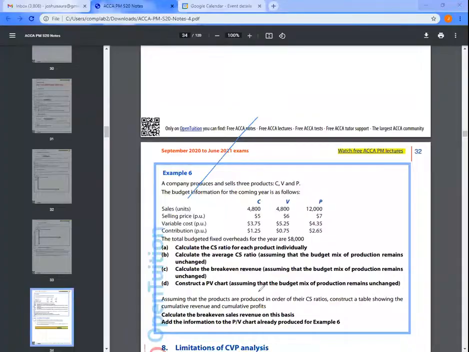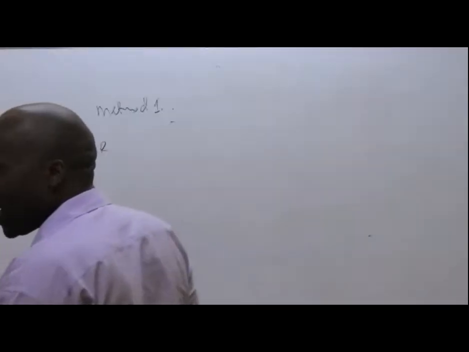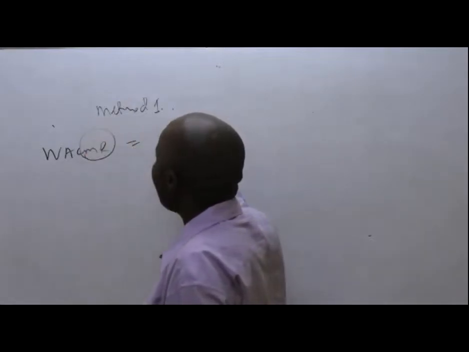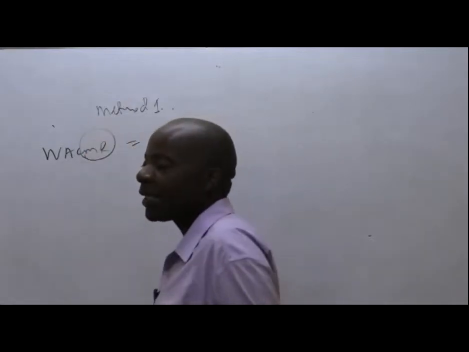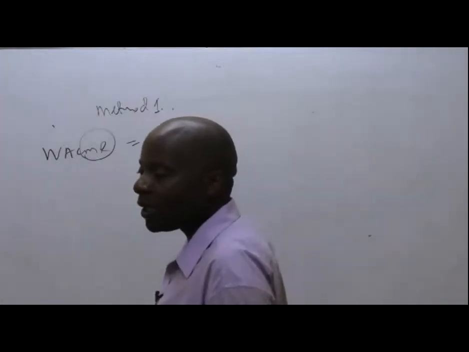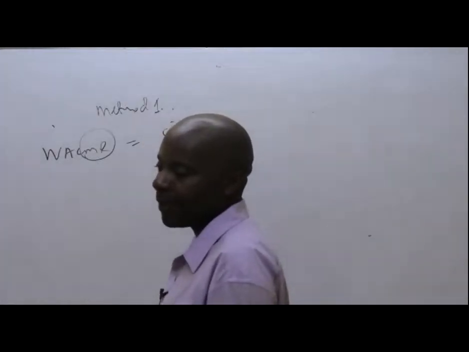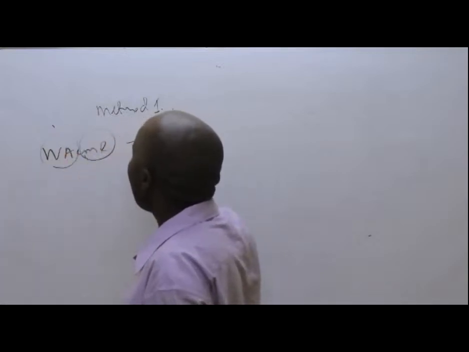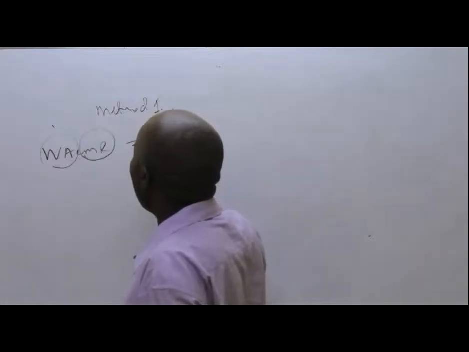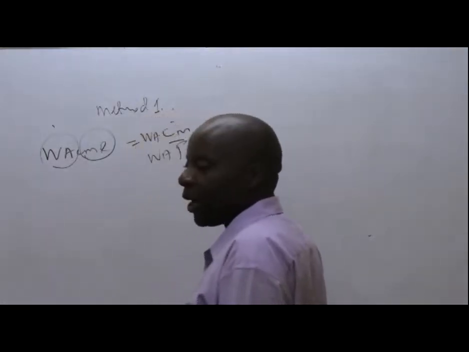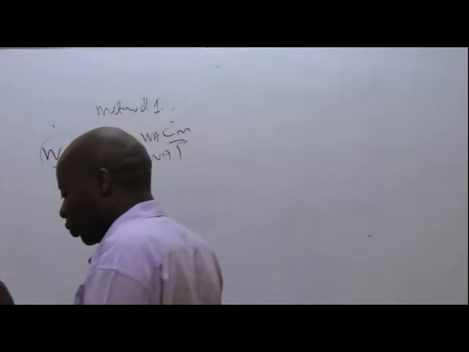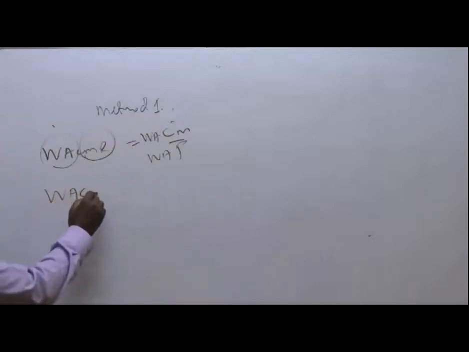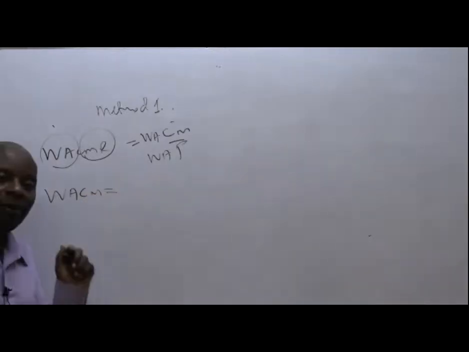CMR using method 1, what I'm supposed to do here is to remember the formula that CMR is the same as CM over price. But now remember that they want us to give them WA. So it should be WACM over WAP. And of course, the very first thing that we need to do is to calculate the WACM. But now the question is, how do I get this WACM?